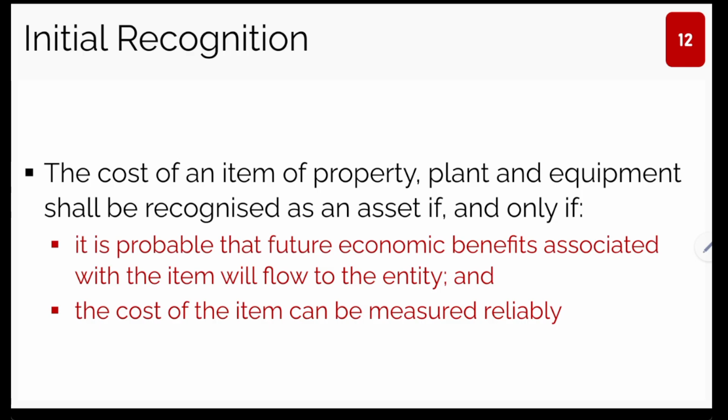We say if it is probable that future economic benefits associated with the item will flow to the entity. Probable means there's a high chance that this can actually bring forth economic benefit, and if the cost of the item can be measured reliably. All right, so if we can measure the cost reliably, and there's a probability that the future economic benefit will flow to the entity, then we can recognize the cost.